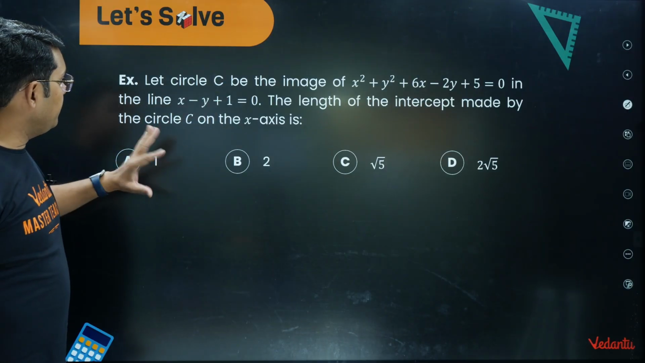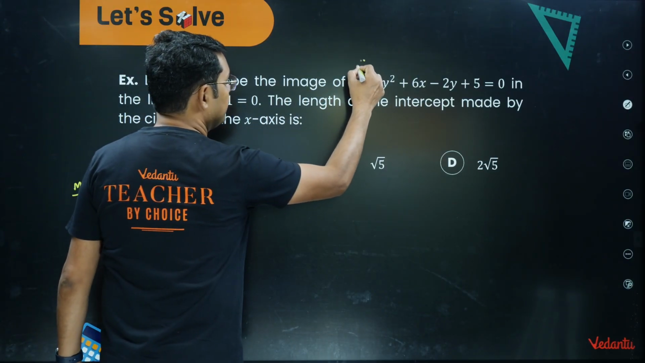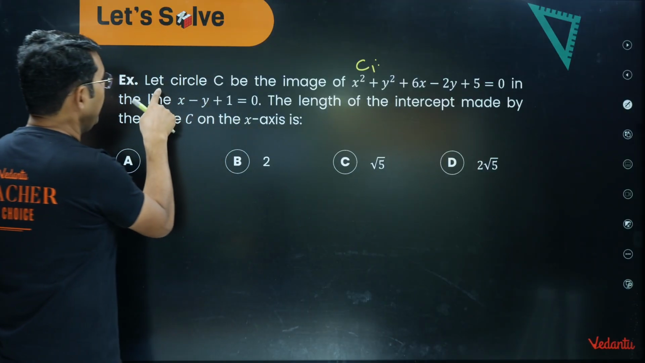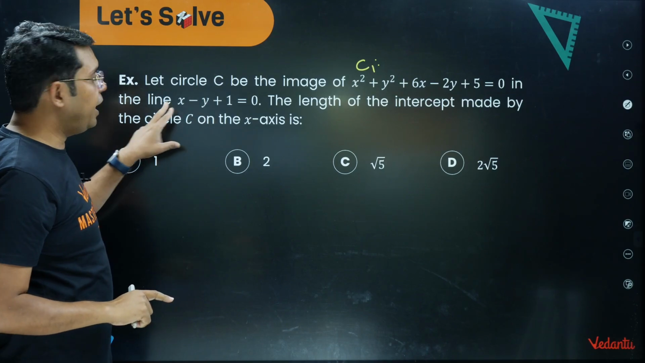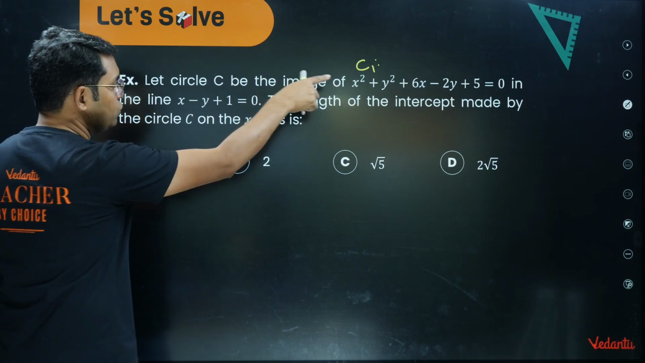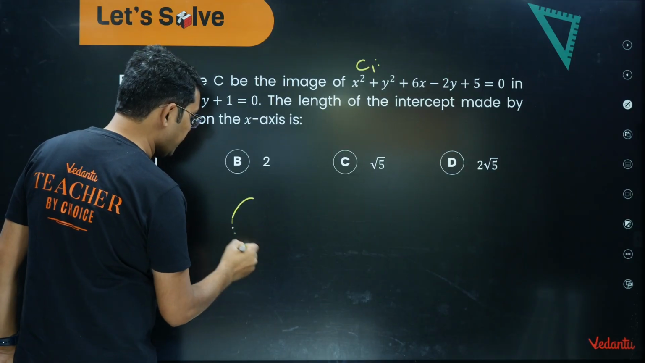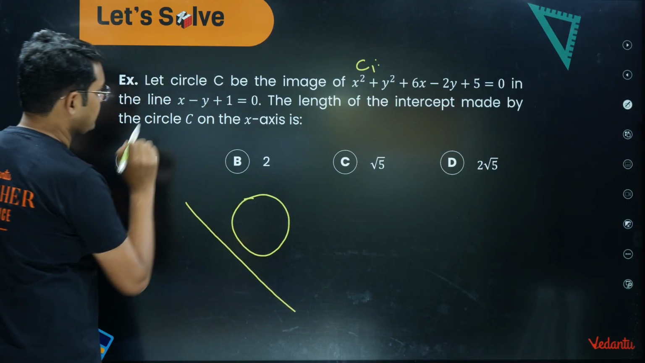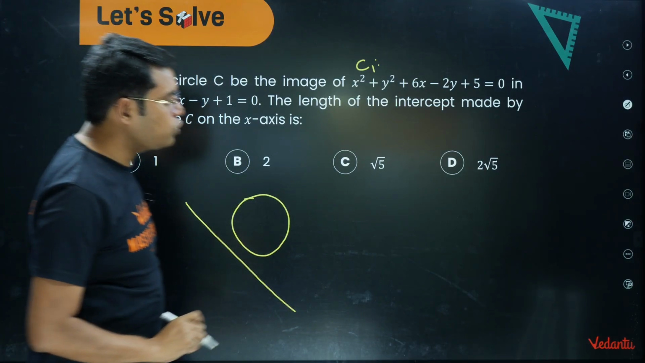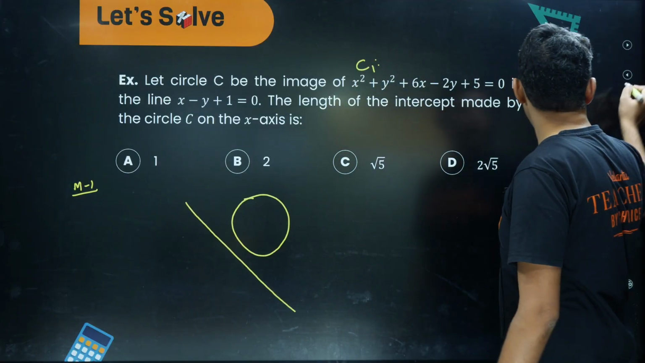So let's make a diagram here. Suppose this circle, let's say C1. And the circle C is actually the image of C1 in the line x minus y plus 1 equal to 0. If I take this circle C1 somewhere here, and take this line like this, actually the slope of this line has to be plus 1. So let me make it that way only.